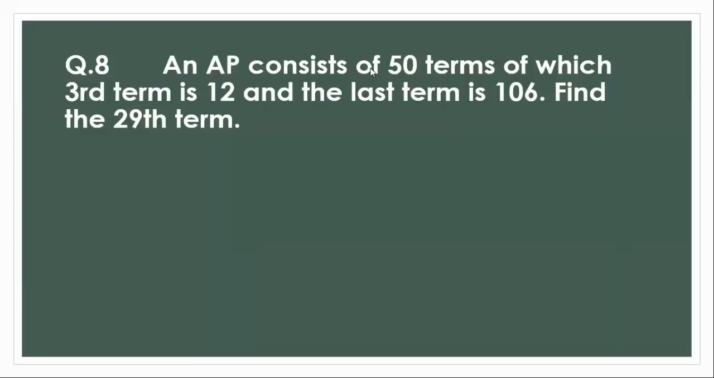Repeating once again: an AP consists of 50 terms, of which the third term is 12. A3 is A plus 2D, so A plus 2D is equal to 12. Have you written, children? And in the AP there are only 50 terms, so A50 is A plus 49D, which is equal to 106. So that is equation 2.